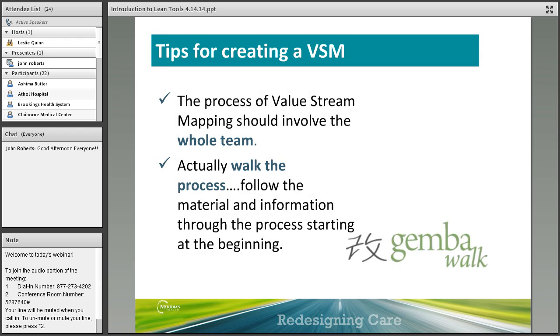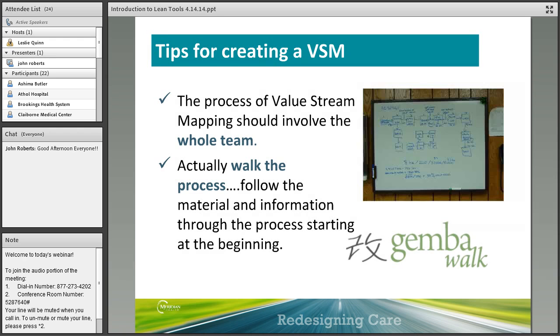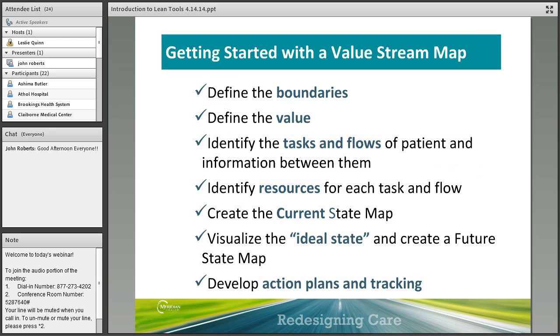And so we want to capture as much as we can of what's actually happening so that we can make corrections to that. Again, we want to involve the whole team in that. I want to actually walk the process and see when the materials and information come into that process.